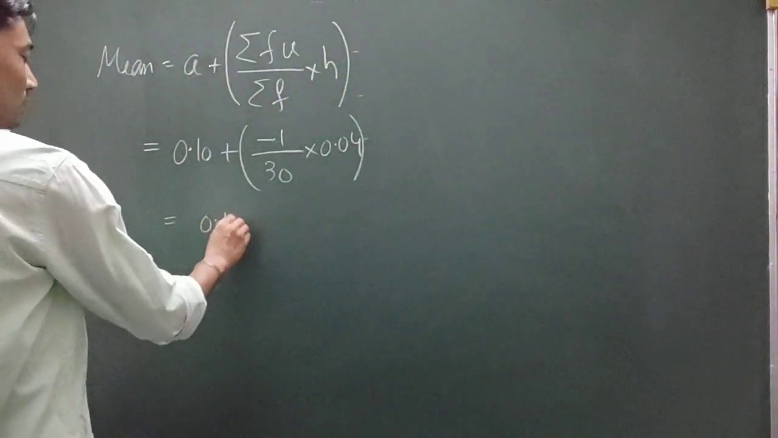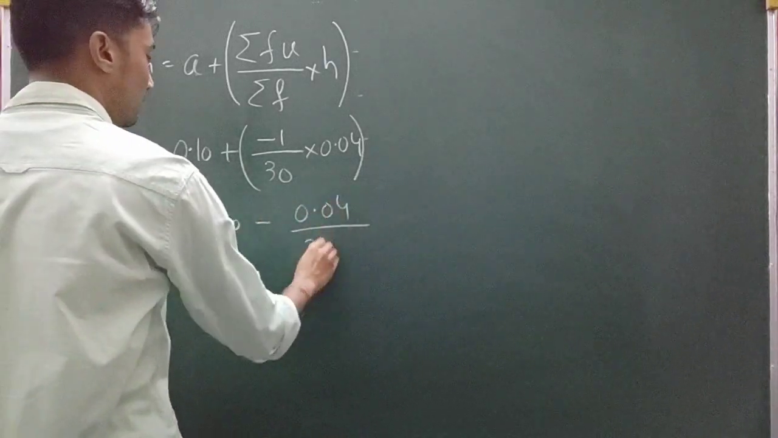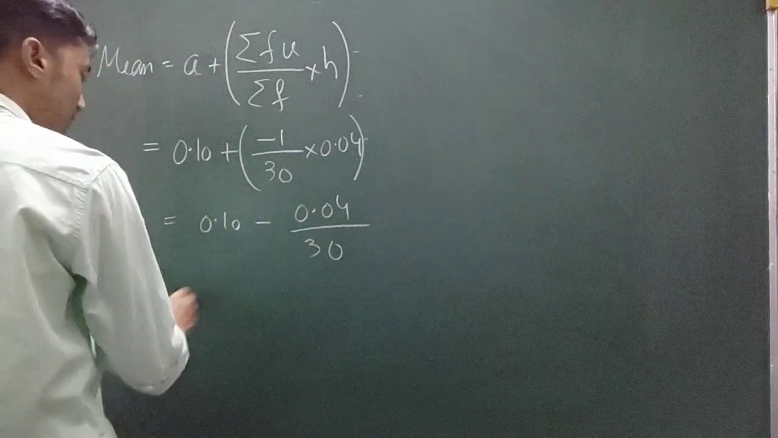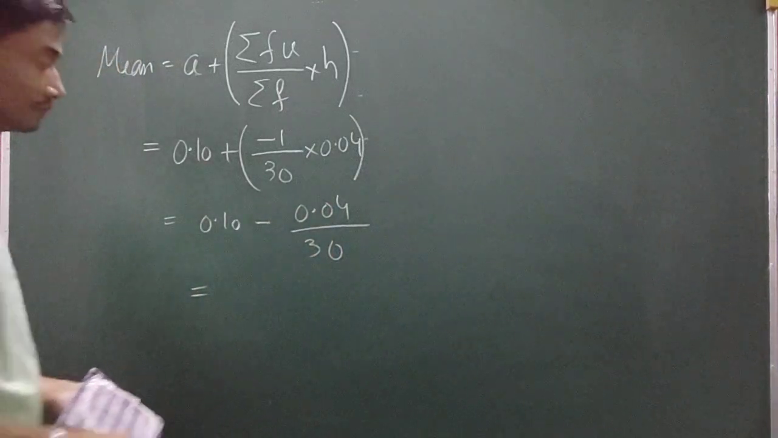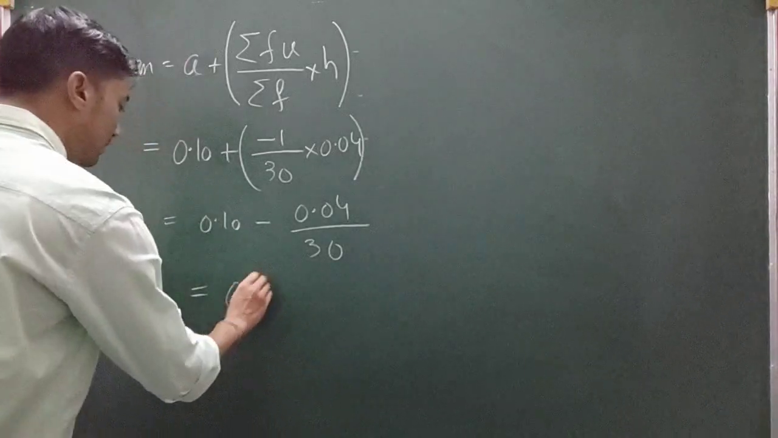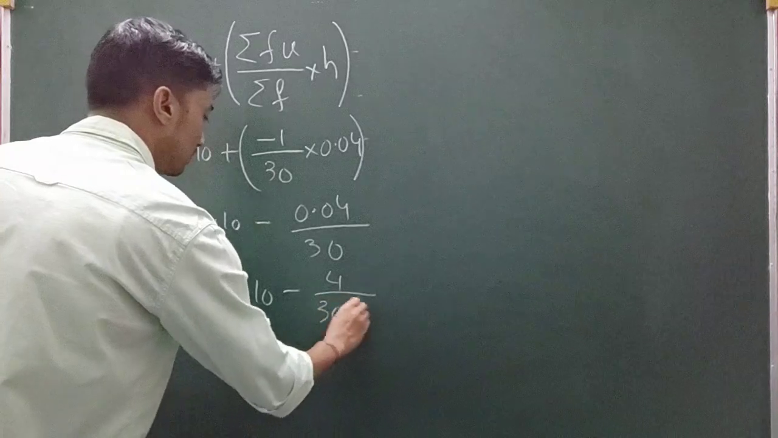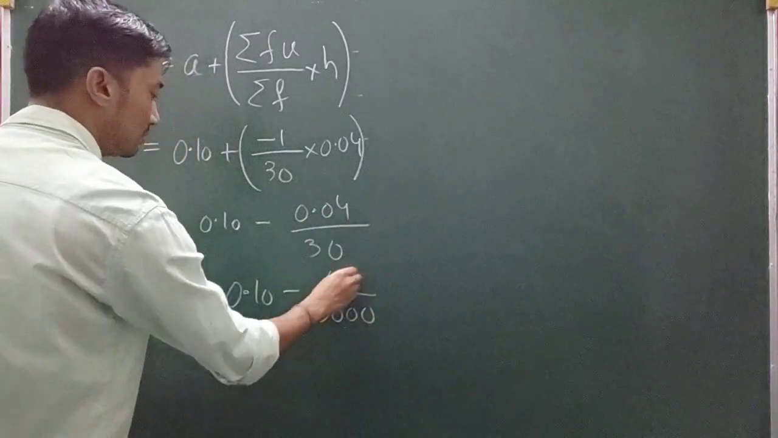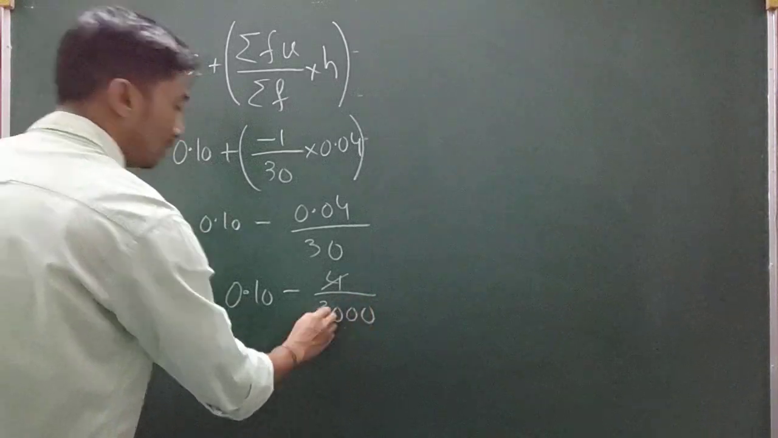So 0.10 minus 0.04 divided by 30. Now only that you'll have to calculate. There are many ways, I'll do it my way. So 4 divided by 3, 0, 0. 2 decimals, so I'm just bringing 2 zeros. So I think by 4 we can calculate.